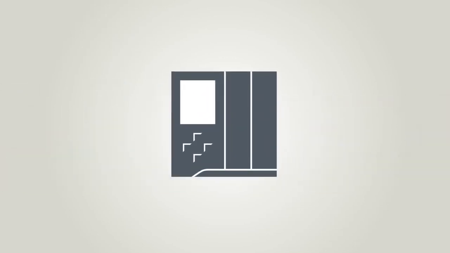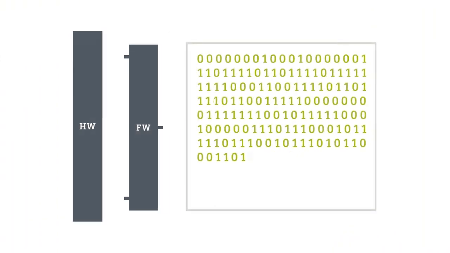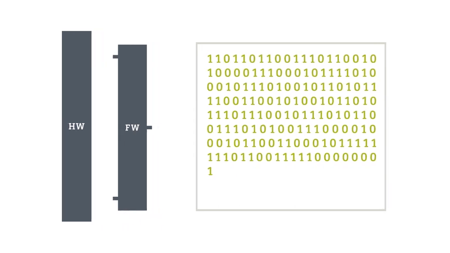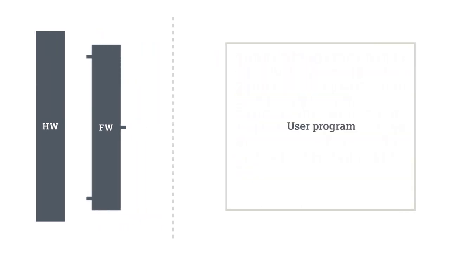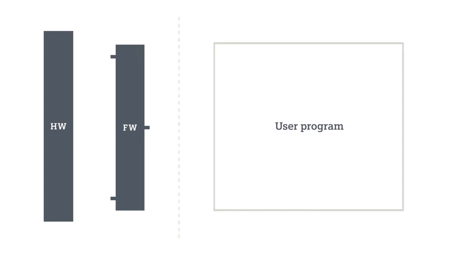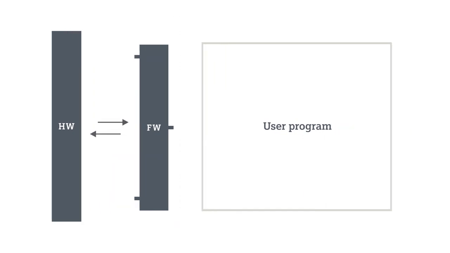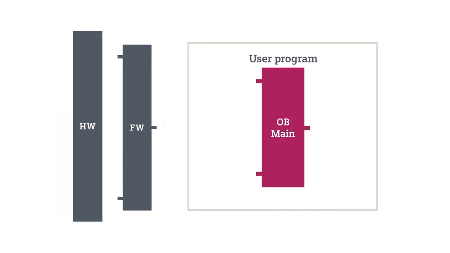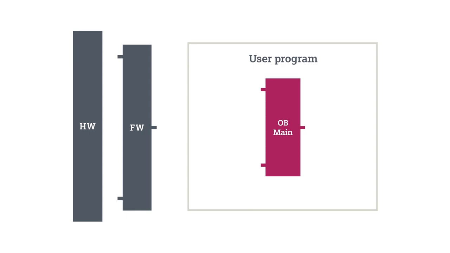A Siemens controller consists of hardware, firmware, and a user program. The firmware organizes all control tasks not connected to the actual user program, such as startup, reading of input signals and writing of output signals, as well as the call-up of organization blocks, OBs. Organization blocks are the interface points between the firmware and the actual user program.